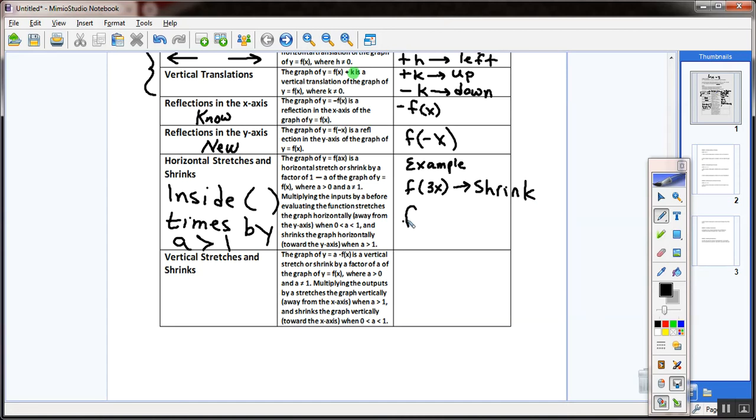And then the next one. How about an example here? F of, say, 1/3 x. Is that a value between 0 and 1, or is it more than 1? More? No. It's 1/3. Oh, between. It's between 0 and 1, right? This is going to imply then a horizontal stretch. Okay?